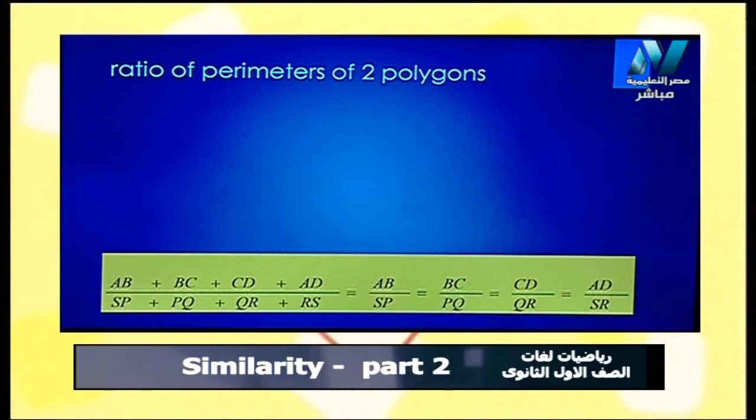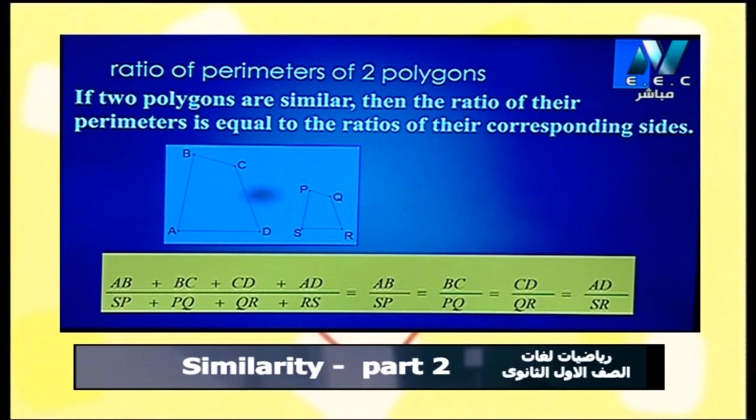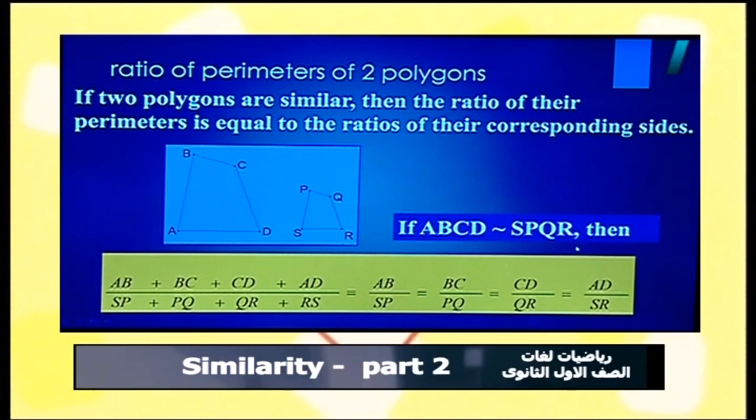We have here another slide that talks about the ratio of perimeters of two polygons. If two polygons are similar, then the ratio of their perimeters is equal to the ratio of their corresponding sides. We have here two polygons, ADCB and SRQP, and if we add AB plus BC plus CD plus AD over SP plus PQ plus QR plus RS, this ratio will be equal to any ratio of the similar sides.